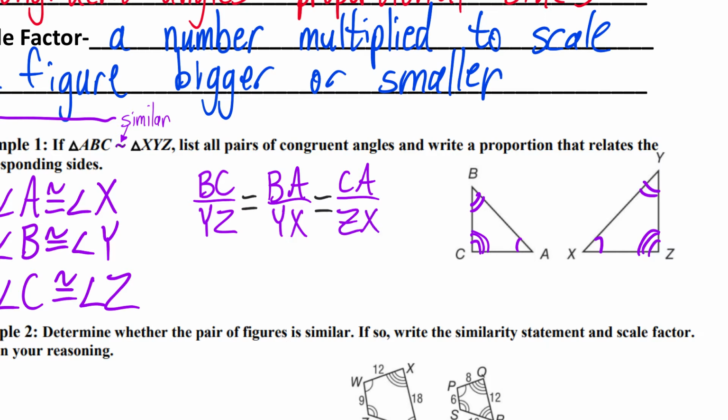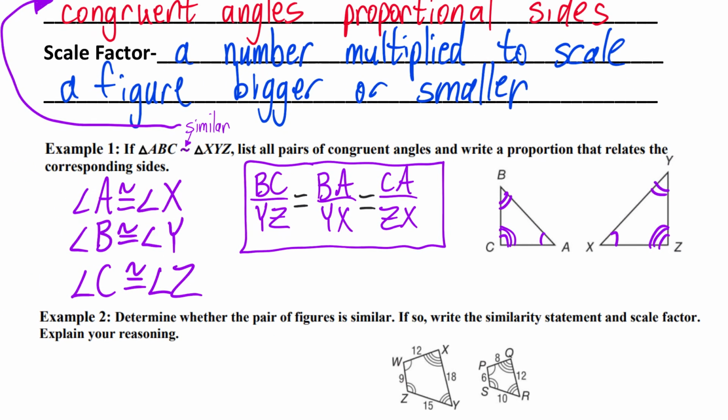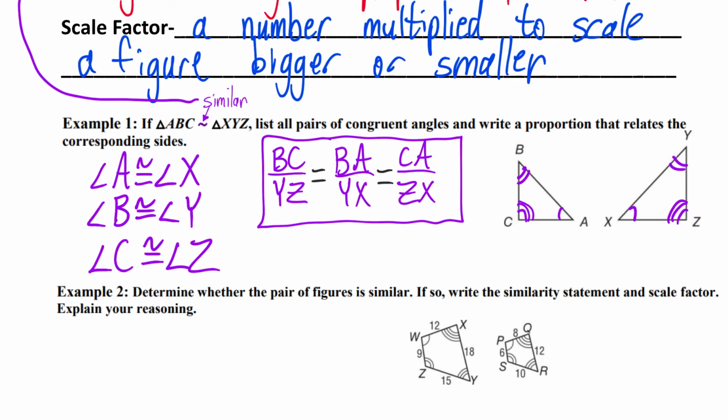Okay. So what we're saying is that BC relates to YZ in the same way that BA relates to YX. And that BA relates to YX in the same way that CA relates to ZX. So in similar figures, similar polygons, this is always going to be the truth. The sides are proportional to each other. And we're going to use that idea to help us find out whether things are similar or not, and we're going to use it to help find missing sides.